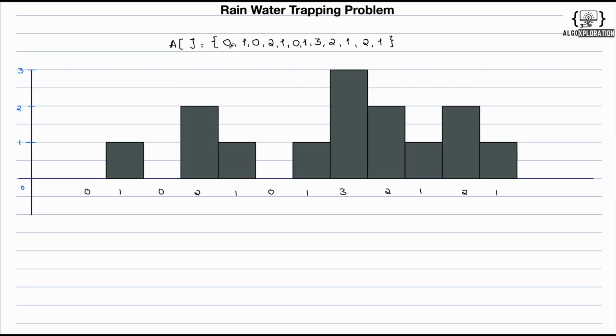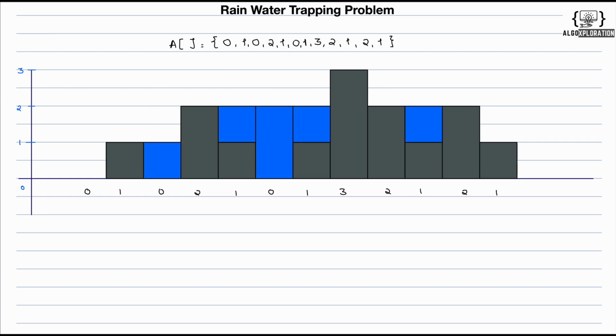Here we can see that the elements are 0, 1, 0, 2. If we talk about this bar, it is nothing but a building of height 2. The question is asking us to find the total amount of water that will be trapped on top of the buildings. Here the water can be trapped, here also, here also, as well as here. So we have to return the total blocks of water that will be trapped.